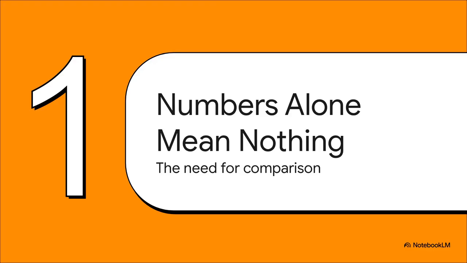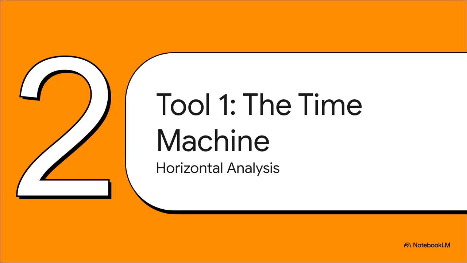Right, so as we just saw, raw financial data is pretty useless until you compare it to something. Is it better than last year? How does it look next to a competitor? What about the industry average? That's where the real analysis kicks in. Our very first tool is basically a time machine for a company's finances. We call it horizontal analysis.